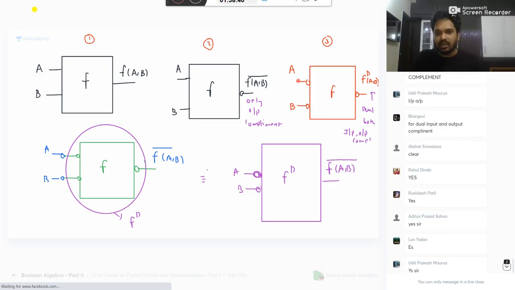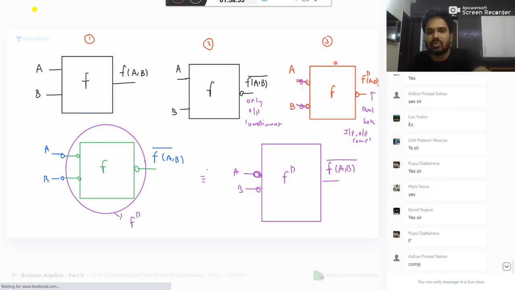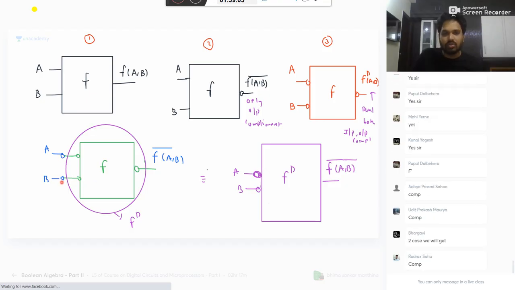If I add here one inverter and here another inverter, these two inverters will cancel. In that case, this and this will be the same. That's what I write in the next, fourth figure. For the dual figure I have taken, I added two inverters at the input, which will cancel these two and give me F bar of AB.